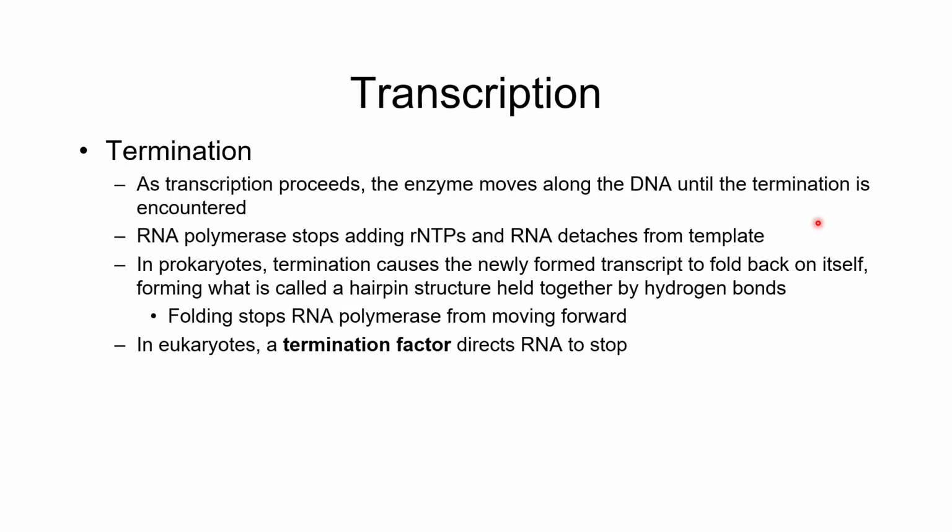That termination site is a sequence of DNA that's recognized by the polymerase, and it causes the polymerase to stop adding RNTPs, and it detaches from the template itself. In prokaryotes, that termination usually causes the newly formed transcript to fold back on itself, and we create these hairpin structures that have hydrogen bonds, and that's what causes the polymerase to stop. In eukaryotes, the transcription factor just directs the RNA itself to stop.